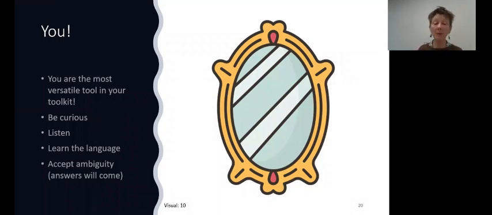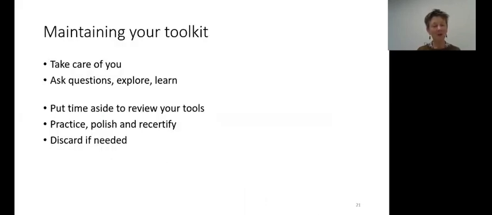Just the one thing to remember is that there is ambiguity. There's change on top of change on top of change, and sometimes people don't know what the answers are. You will get answers, things will come, and so you have to live with that ambiguity and be happy with it. So, closing off, just talking about maintaining your toolkit.